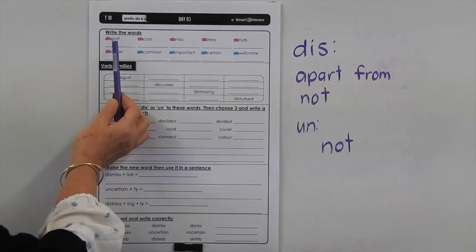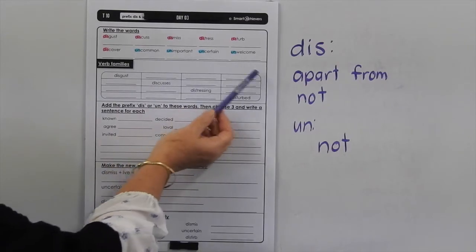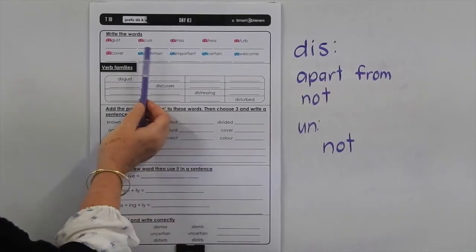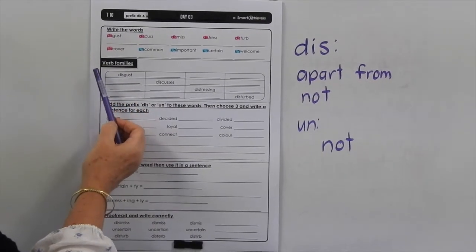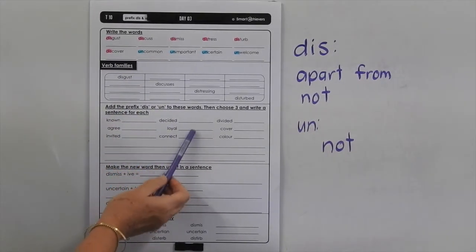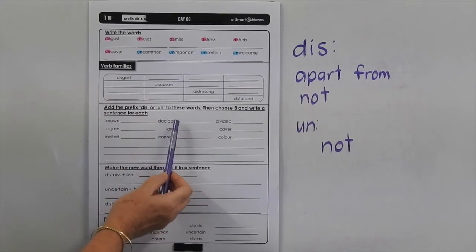In this set of words, we're adding the prefix dis or un to a base word. So dis means apart from or not, and un means not. So you'll hear that one prefix over the other will sound better with a base word. So you just have to try them both when you get down here and work out which one sounds best before each of these base words.